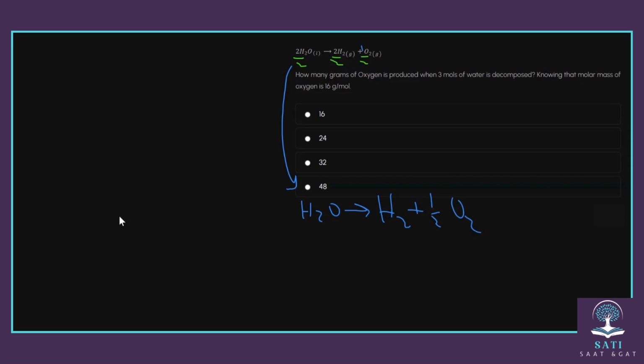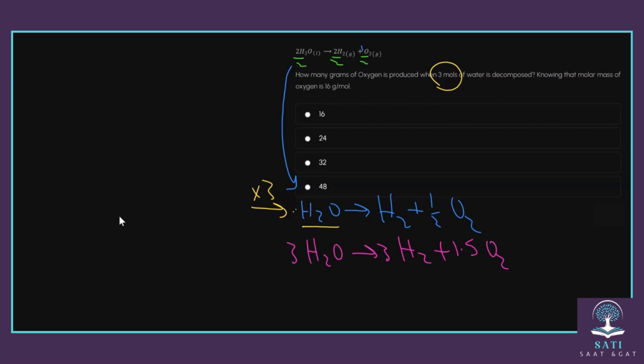But what's my goal again? My goal is to have 3 moles of water, like the question says. So I multiply by 3, and I multiply this equation by 3. When I multiply by 3, I get 3H2O, which gives me 3H2, and this half multiplied by 3 gives 1.5 O2. What did I find in this process?